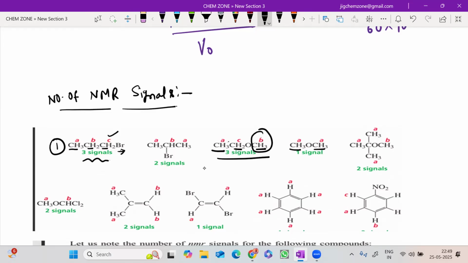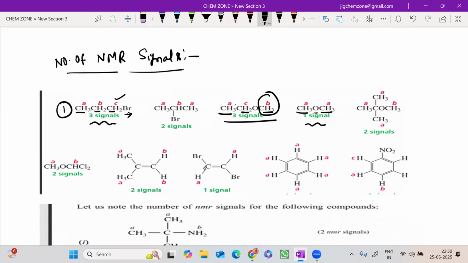Now these two CH3 are magnetically equivalent nuclei. Both are attached with oxygen in a similar way, so we'll get a single signal. Now if you see A and B, both resonate at different frequencies, so they will produce two signals. As I already told you, more shielded resonates at less frequency. Less frequency means upfield. B is attached with two chlorines, electron withdrawing in nature, and oxygen. So B is more deshielded.